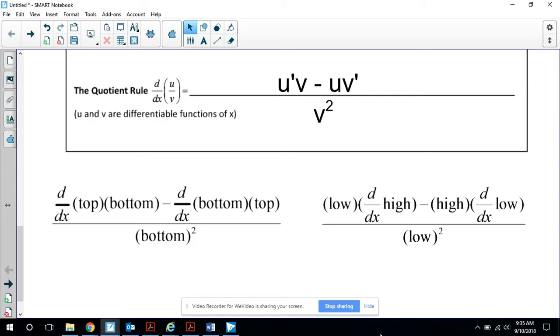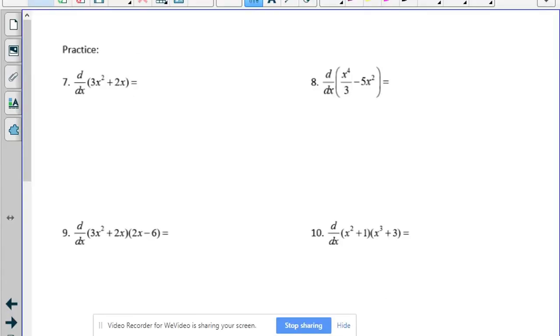You can also remember it as the low function times the derivative of the high function minus the high function times the derivative of the low function all over the low function squared. Low d high minus high d low all over low squared. So I'm going to do a couple of these real quick.